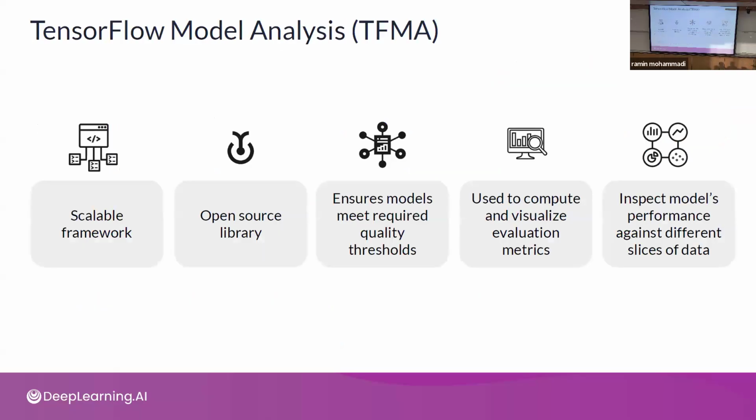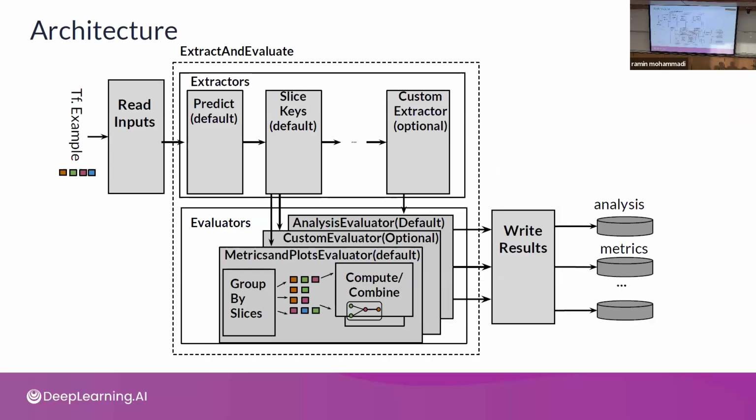I'm not going to talk much about TFMA, but one of the things that TFMA gives you is this. It basically reads the data as a TensorFlow example and makes some predictions. These slice keys are the columns that you select and want to slice over. That's what it means.